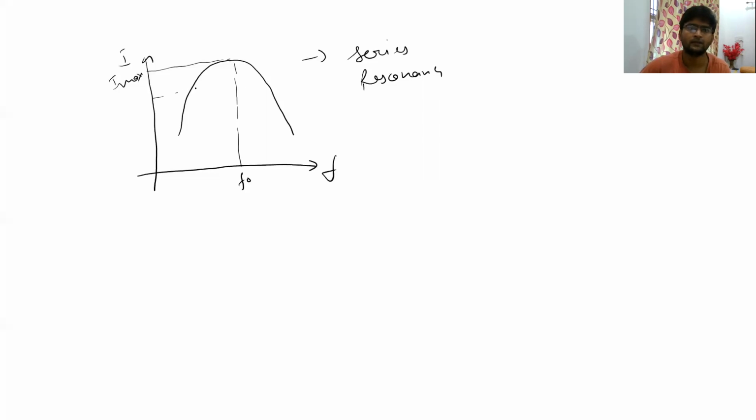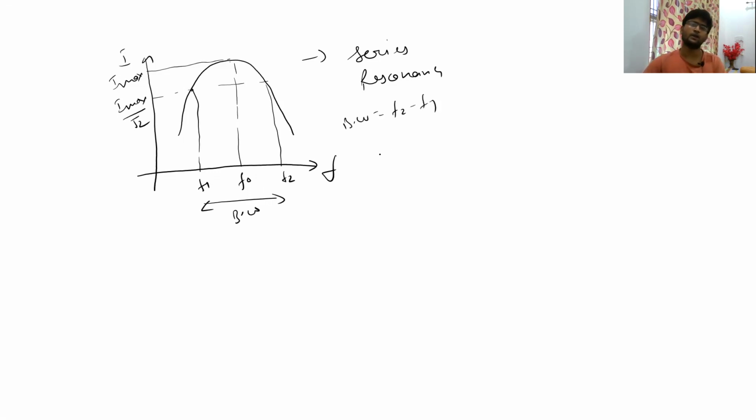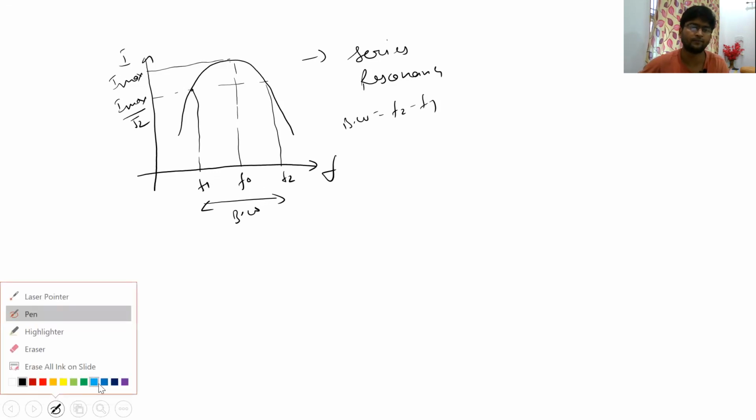And at the value I max by root 2, we got two frequencies, F1 and F2, and the range of these frequencies was called bandwidth. So bandwidth was F2 minus F1. Now you can see that in the series resonance case, the current goes to maximum at resonance. What will happen in the case of parallel resonance?